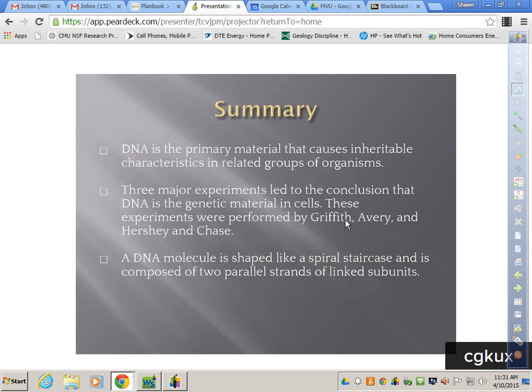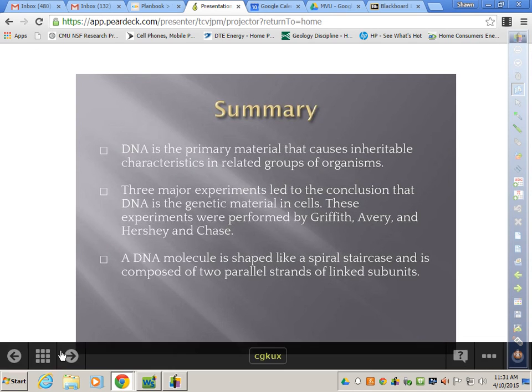And then the DNA molecule is shaped like a double staircase and is composed of 2 parallel strands of linked subunits called nucleotides that form a double helix. The information in DNA is contained in the order of bases, while the base pairing structure allows the information to be copied. We copy it by matching G's with, everybody say C's, T's with, let's do this together.